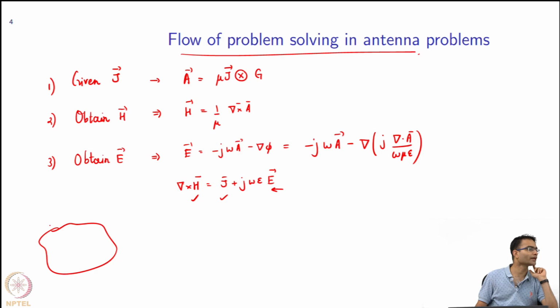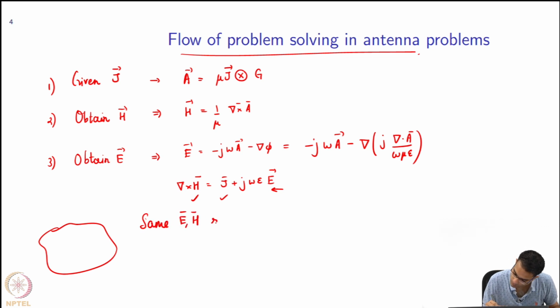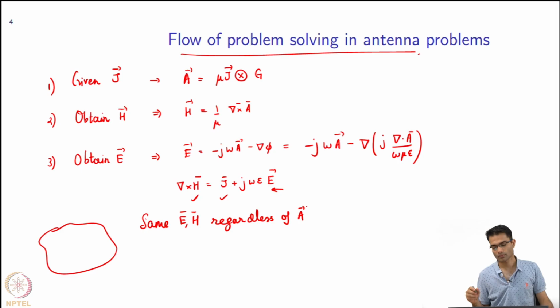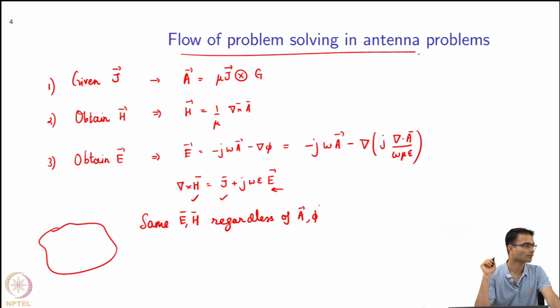It is like an intermediate variable. It is just a detour. So, you get the same fields. Let me write this down. Same fields. Let us go ahead. So, in any antenna problem, this is what we will do, okay.